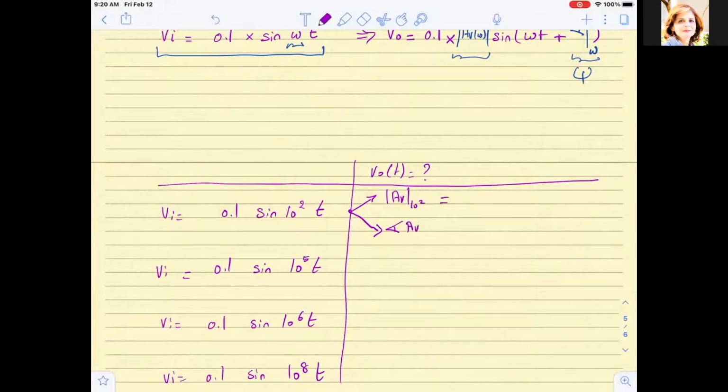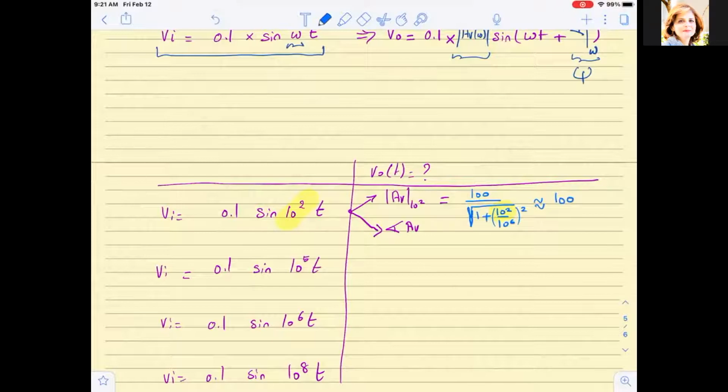Here the magnitude of the gain is going to be 100 over the square root of 1 plus my omega, 10 to the 2 over 10 to the 6, all squared, right? So the 10 to the 6 is omega 0, and my operating frequency here is 10 to the 2, so I'm plugging in here 10 to the 2. The 10 to the 2 over 10 to the 6 is negligible, so this is approximately 100, right?